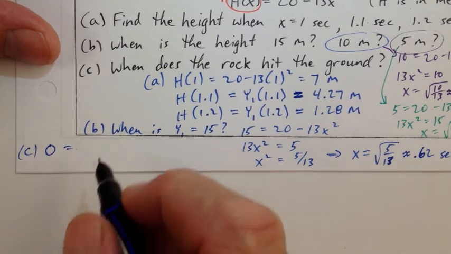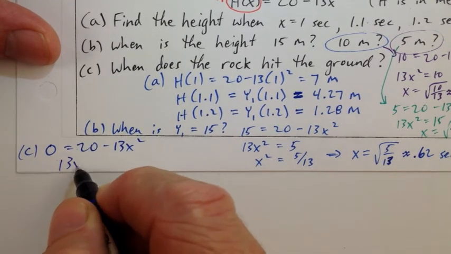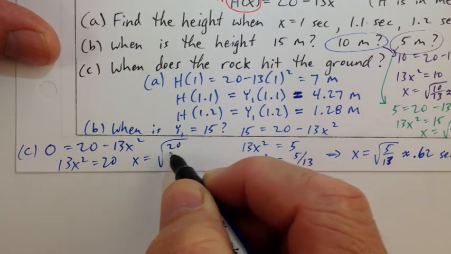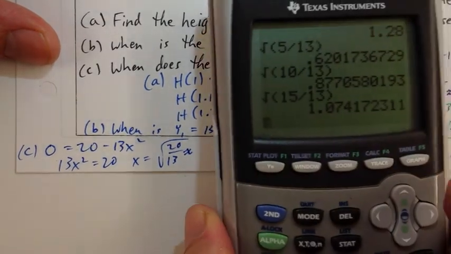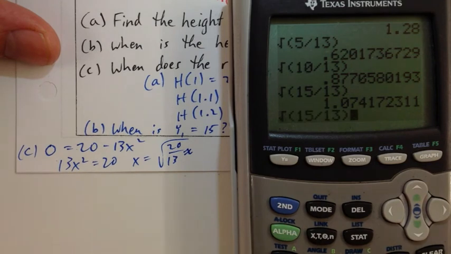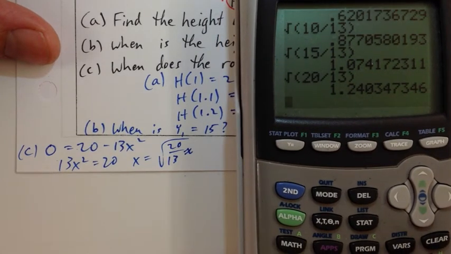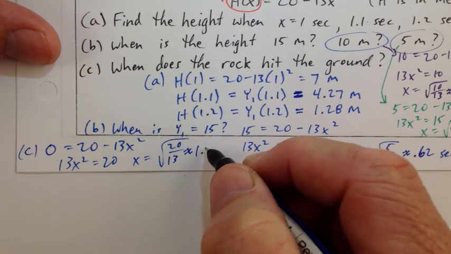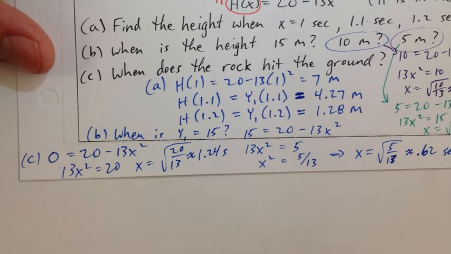The height is 0. So 0 equals 20 minus 13x squared. That means when 13x squared equals 20, or when x equals the square root of 20 over 13, which is about, let's see if we can do that little trick again, second entry, right over here, 20 over 13, and we get 1.240 seconds. So we're going to just write 1.24 seconds. And that is it.